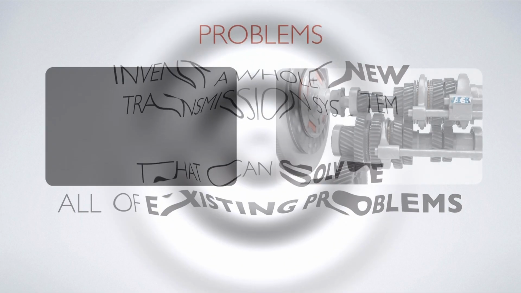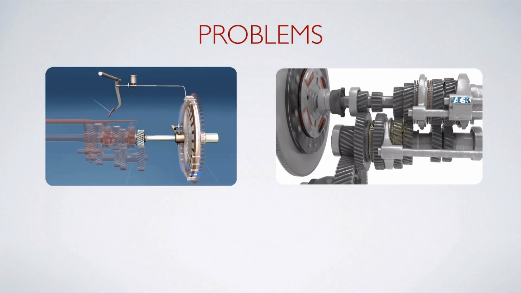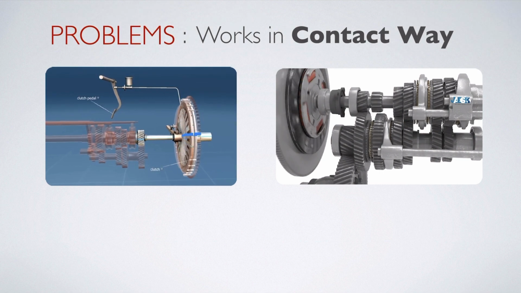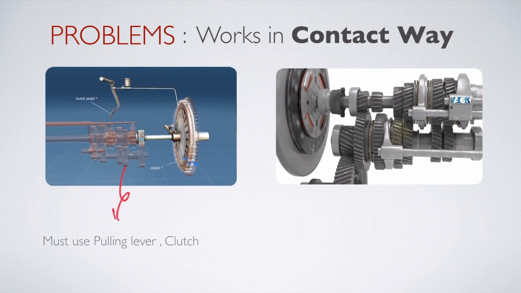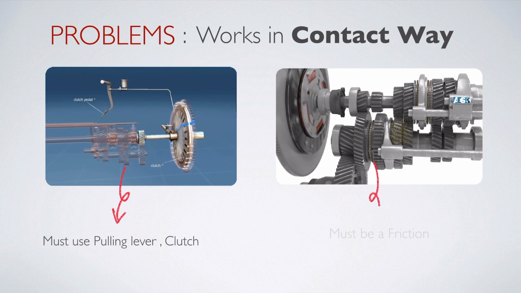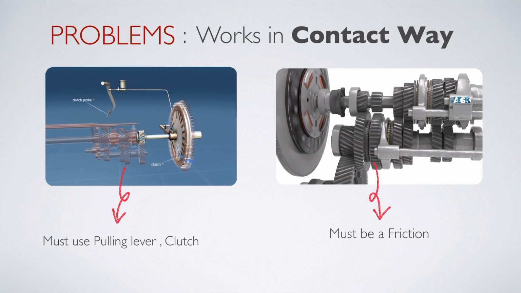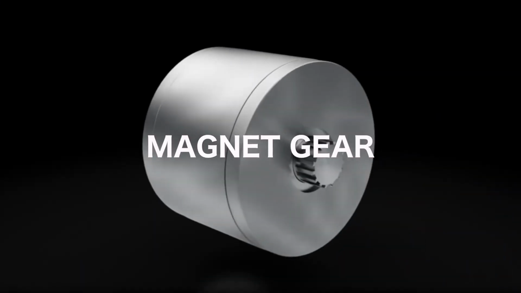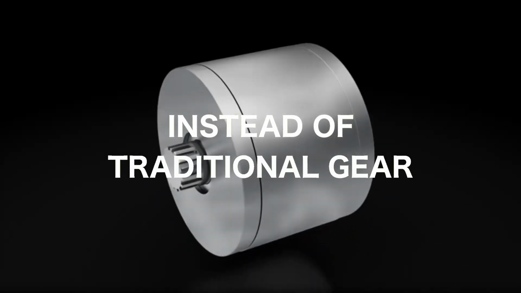So through this project, we wanted to invent a whole new transmission system that can solve all of existing problems. We find out that all the problems in the traditional systems were caused because it works in a contact way. Isn't it? We must use big pulling lever and clutch to contact the gear. And there must be a friction because the gear contacts. So we thought, let's make it in non-contact way. We decided to use magnet gear instead of traditional gear.